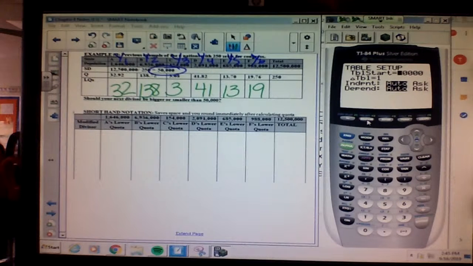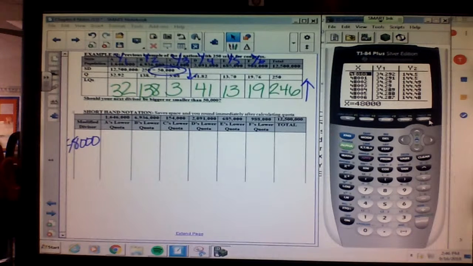Did you get 246? You should come out to be 246. Exactly. Which means this number needs to go up. So we need to guess something smaller than 50,000. 48,000. Okay, so 48,000. So all you do now is go to your table start and we plug in 48,000. Second window will take you to your table start. 48,000, go to your table.